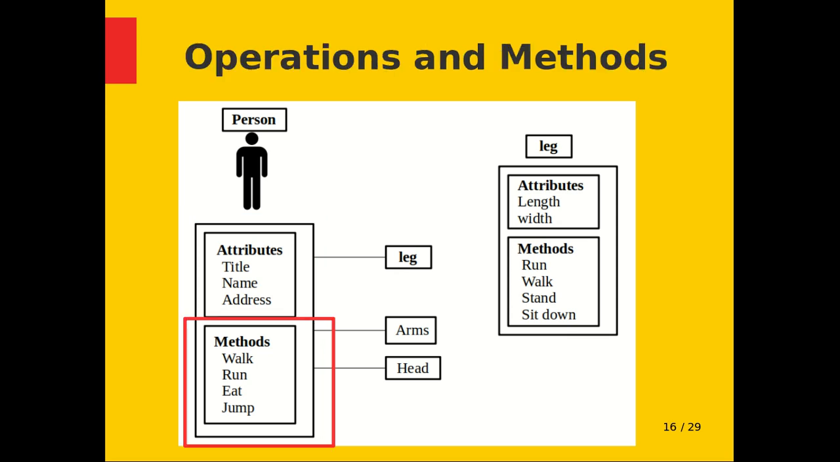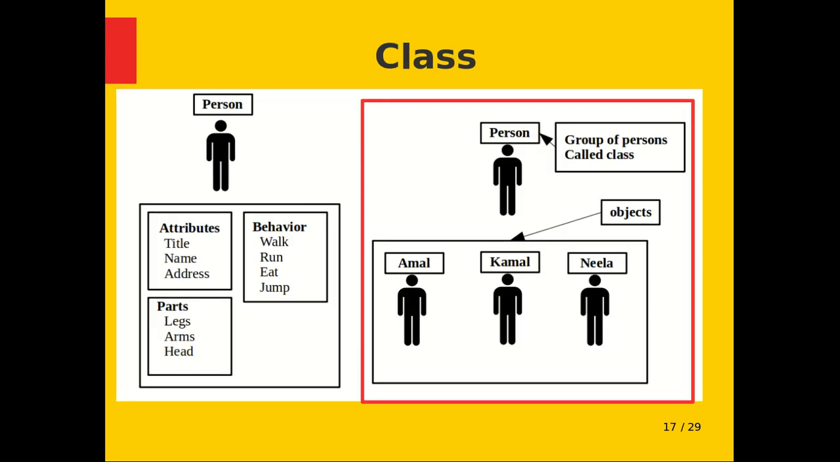Operations and methods. An operation is a function relevant to the class. A method is the implementation of an operation relevant to the class. An object is an instance of a class. Here Amal, Kamal and Neela are instances or objects. A class is a group of objects with the same attributes and methods. Here you can see the class person.